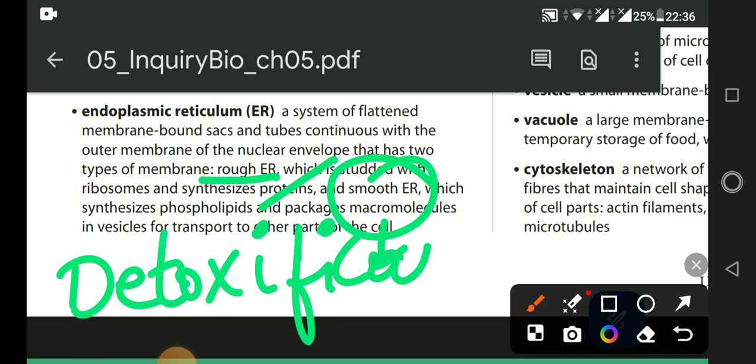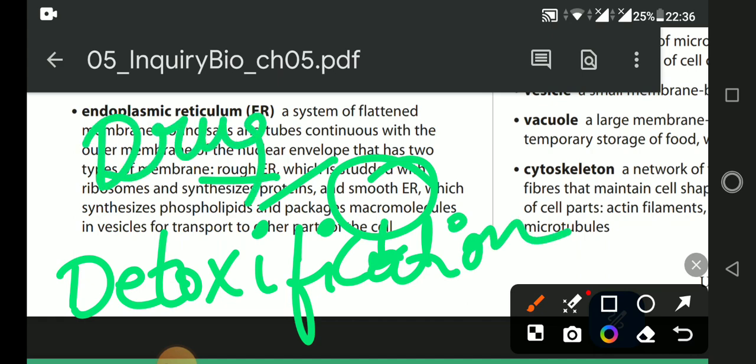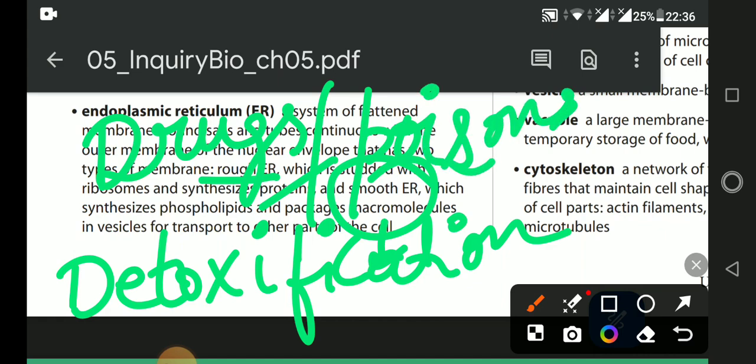Detoxification of drugs or poisons in liver in case of animal cells.